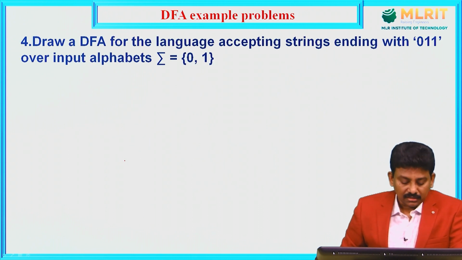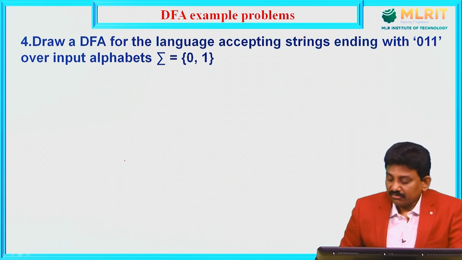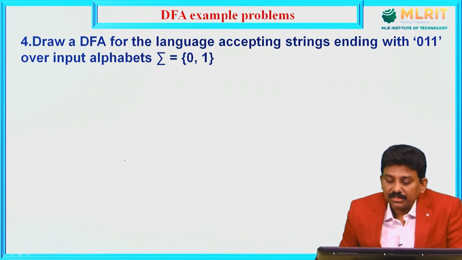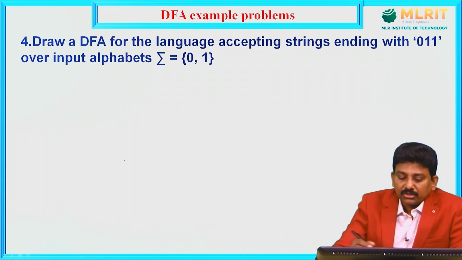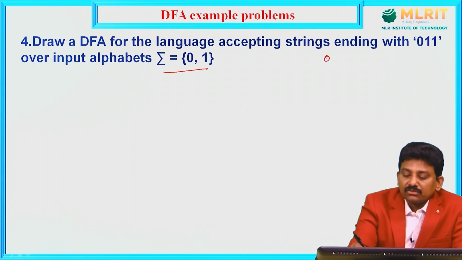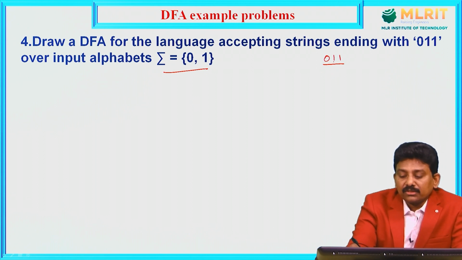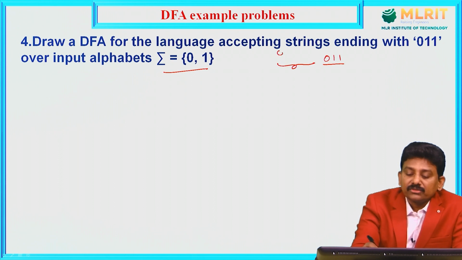Next, draw a DFA for the language accepting strings ending with 0 1 1 over the input alphabet 0, 1. The string should end with 0 1 1. The last three symbols must be 0 1 1. The last symbol is 1, the last but one is 1, and the third symbol from the right-hand side is 0. The remaining is a combination of zeros and ones.